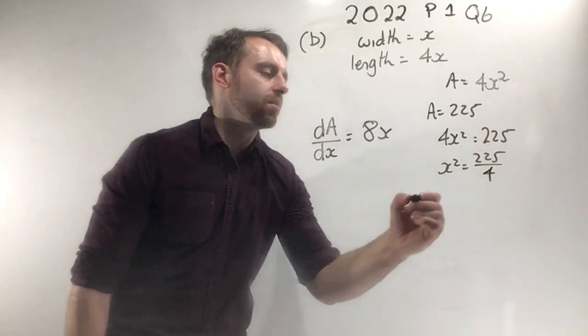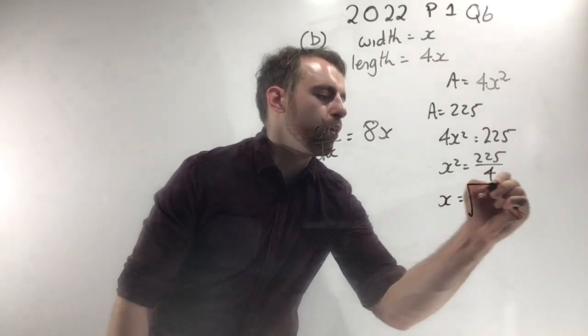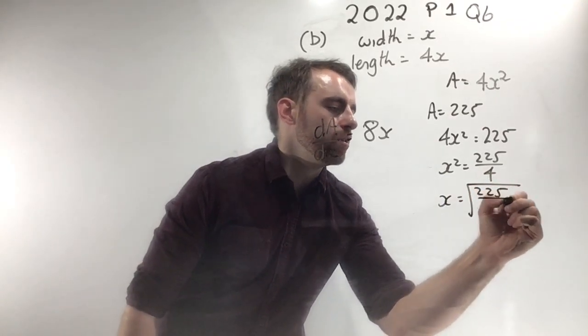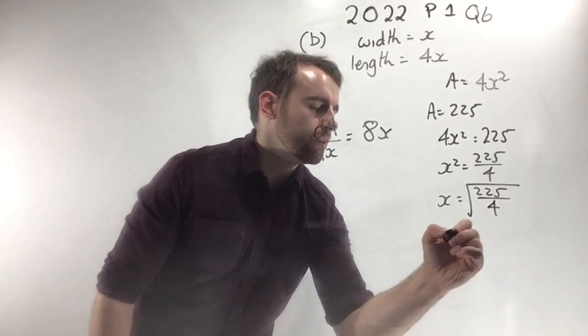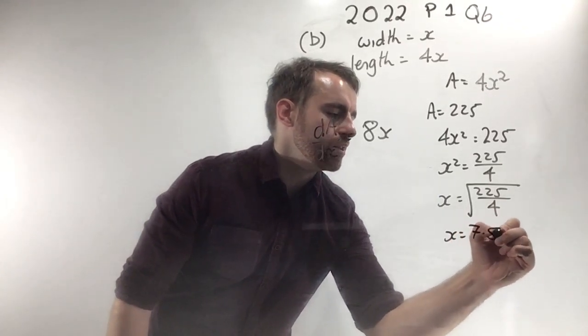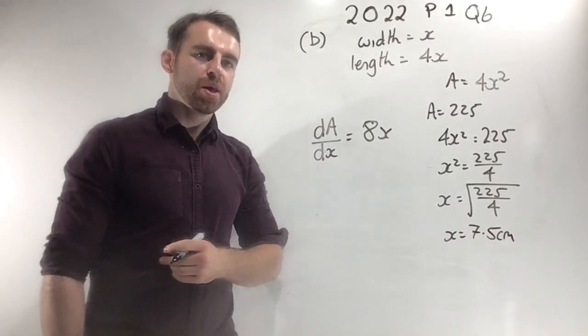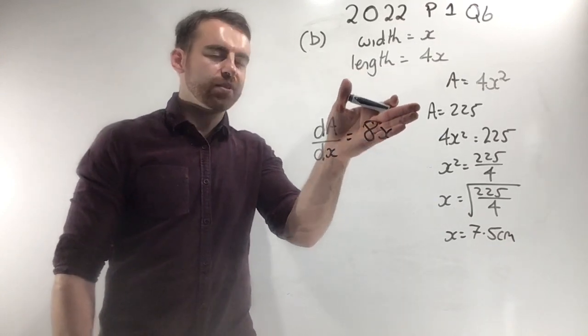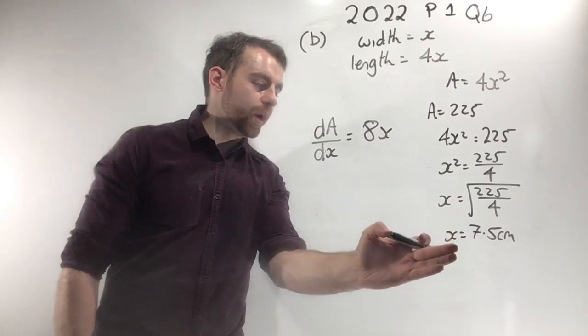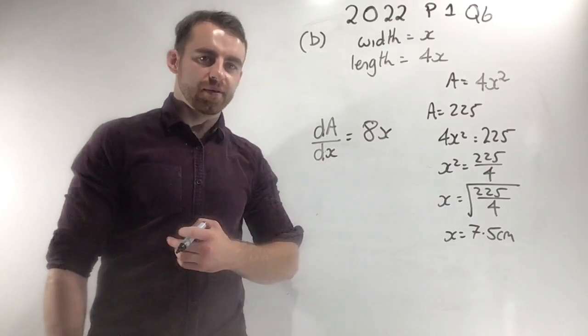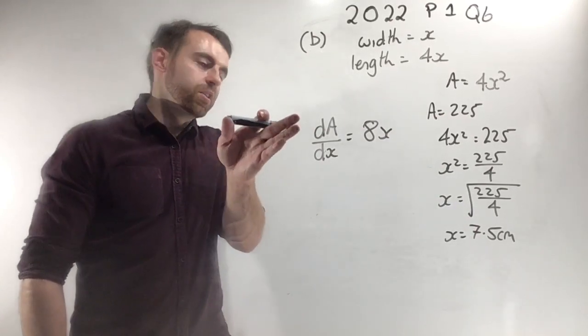In order to get x on its own, we would simply get the square root of both sides. So we get the square root of 225 divided by 4. And if you plug that into your calculator, x works out as 7.5 centimeters. In other words, when the area of this rectangle is 225 centimeters squared, the width of the rectangle is 7.5 centimeters. And I want to now sub that in.